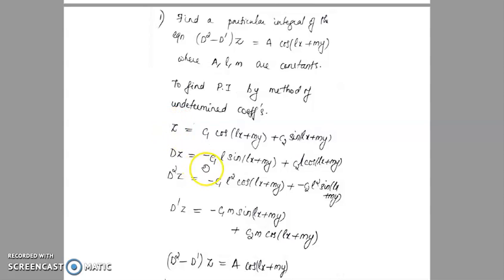So Dz will be minus c1 l sin(lx plus my) plus c2 l cos(lx plus my), and D square z is equal to minus c1 l square cos(lx plus my) minus c2 l square sin(lx plus my), and D dash z is minus c1 m sin(lx plus my) plus c2 m cos(lx plus my).